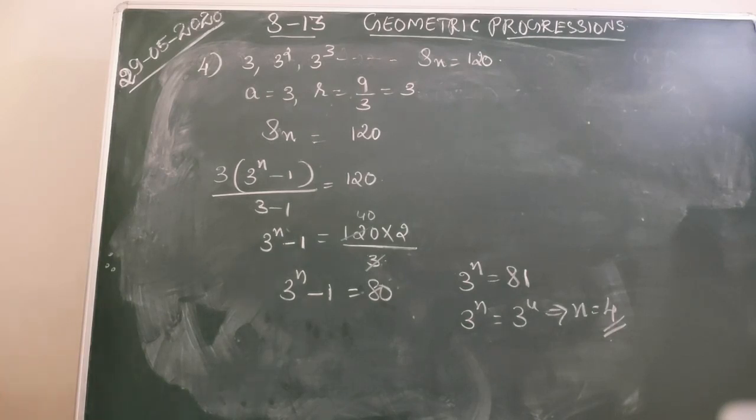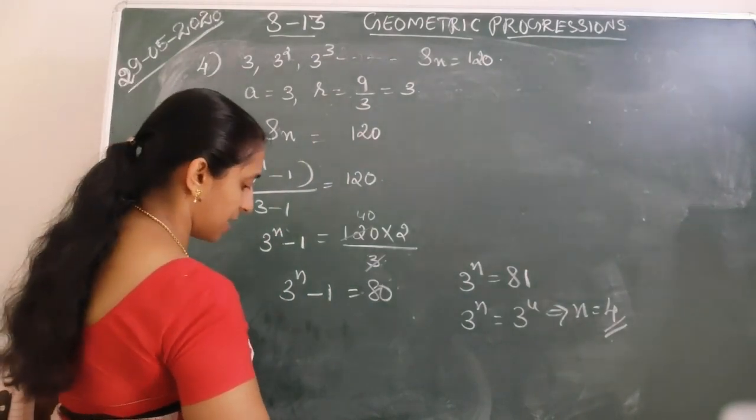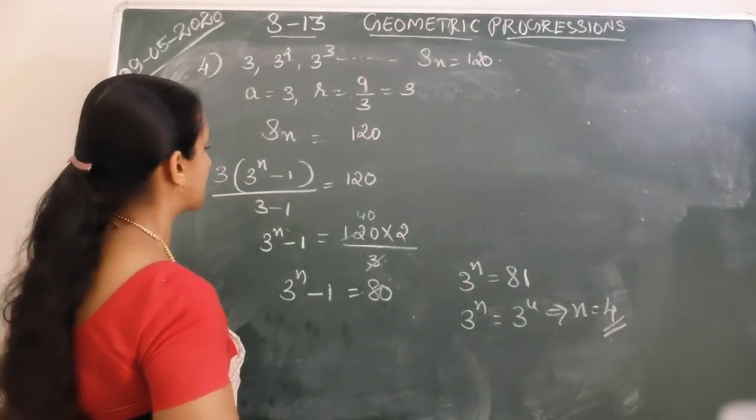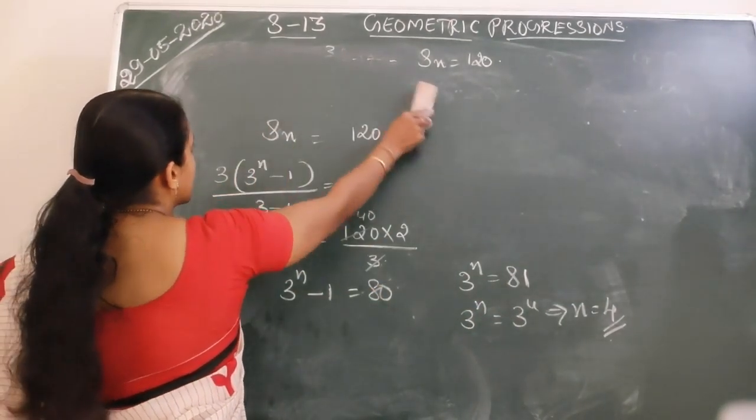Then take out question number 6. The format is almost the same, so the remaining questions you can complete as homework. Now take out question number 6. N here we are getting as 4. Question number 6.